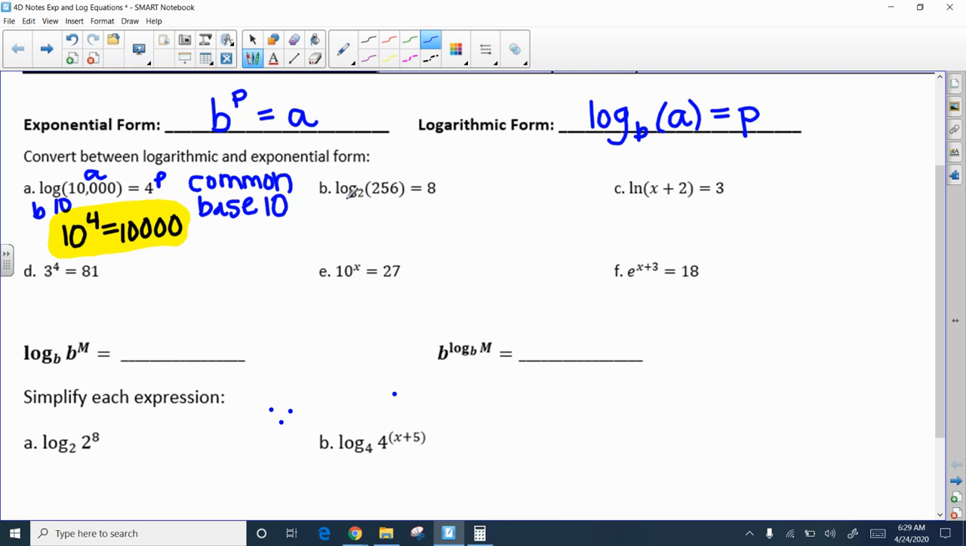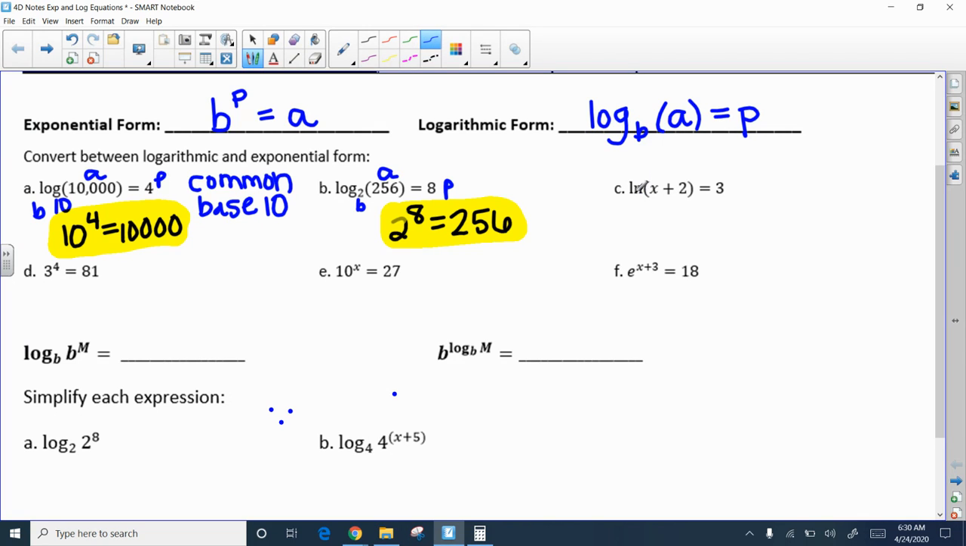B says log base 2 of 256 equals 8. This is also in logarithmic form because it says log. This time the base is 2. So this is in the form log base b of a equals p. To change it to exponential form, it's going to be b to the p power equals a. So 2 to the 8th power equals 256. And again, we use that in solving equations.